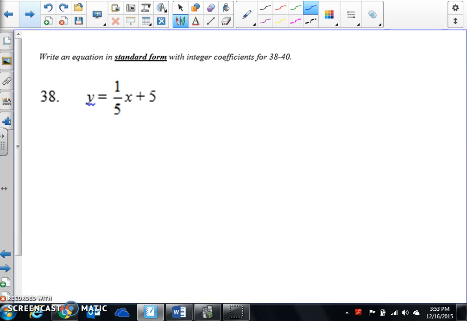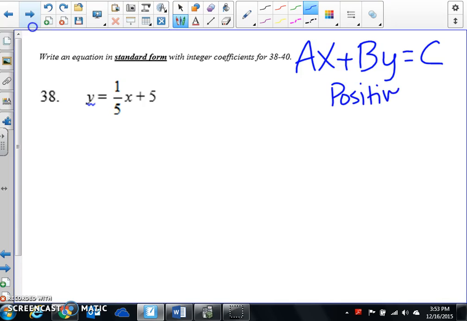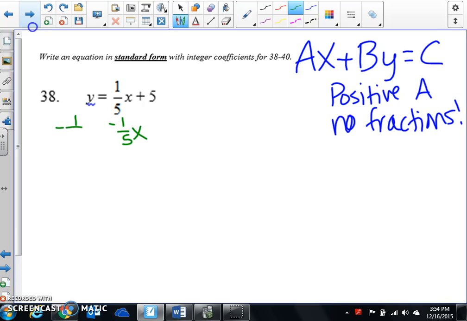All right, standard form. Ax plus By equals C. I have to have a positive A and no fractions. I've said it a million times. Anywhere. No fractions anywhere. All right, so I subtract 1/5 x. Negative 1/5 x plus y equals a positive 5.